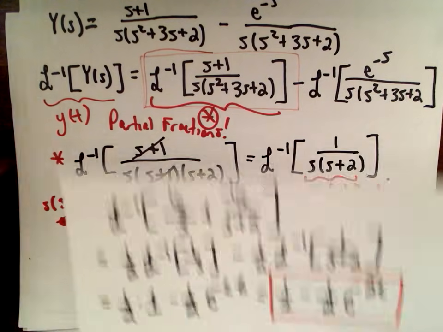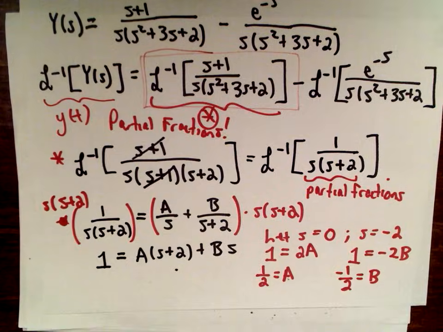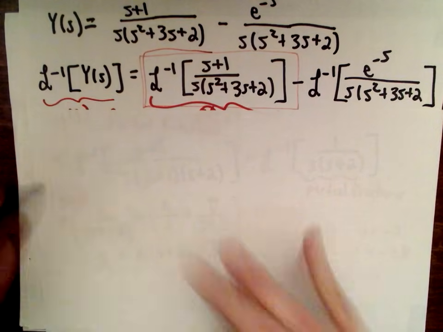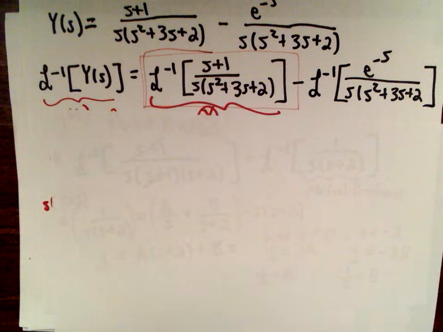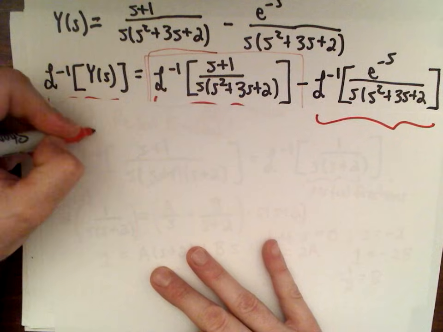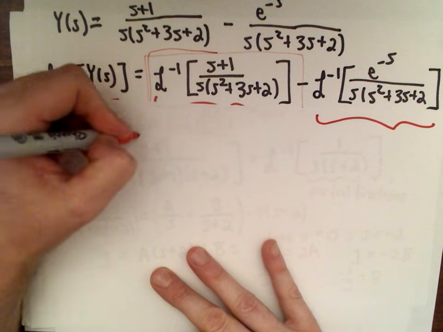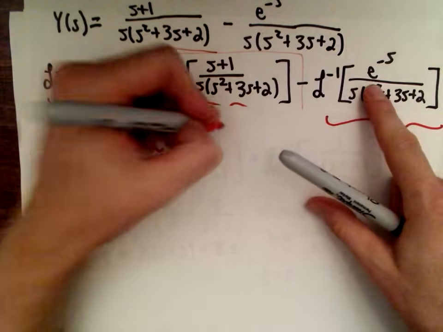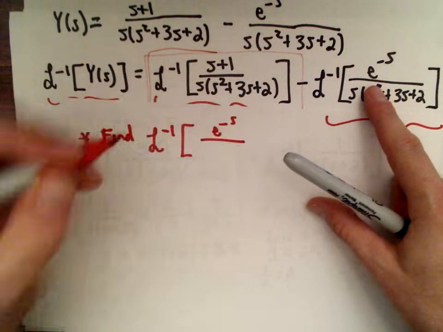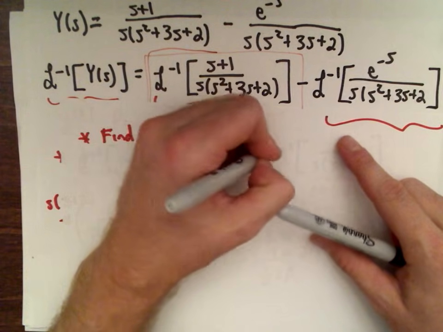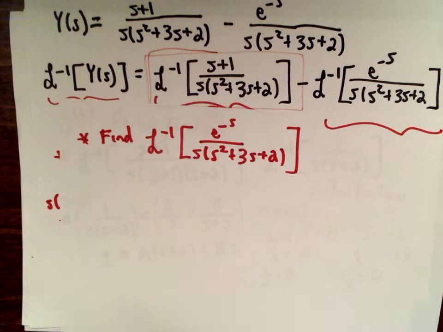And now I'm going to go back and do the same thing. I'm just going to figure out the inverse Laplace transform of the other term. So now let's find the inverse Laplace of e to the negative s divided by s times s squared plus 3s plus 2. Okay, this one's going to take a little bit more work.